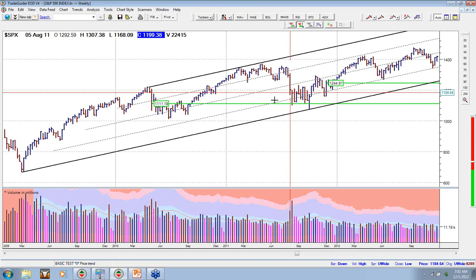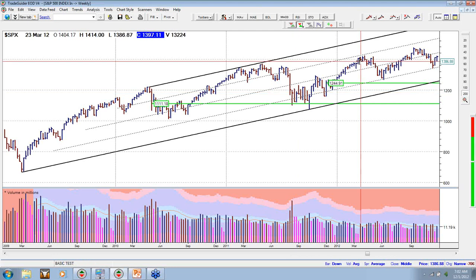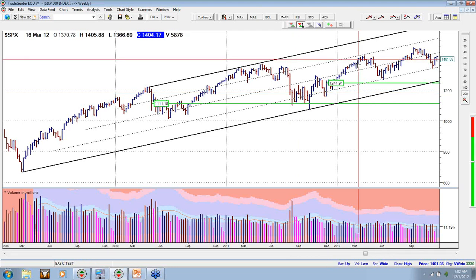An up bar, however, is a price bar, like this one here, that closes higher than the bar behind it. That's how we define up bars and down bars. Okay? So I'll repeat that again. A down bar is a price bar that closes lower than the bar behind it. An up bar is a price bar that closes higher than the bar behind it. And that's how we define it.